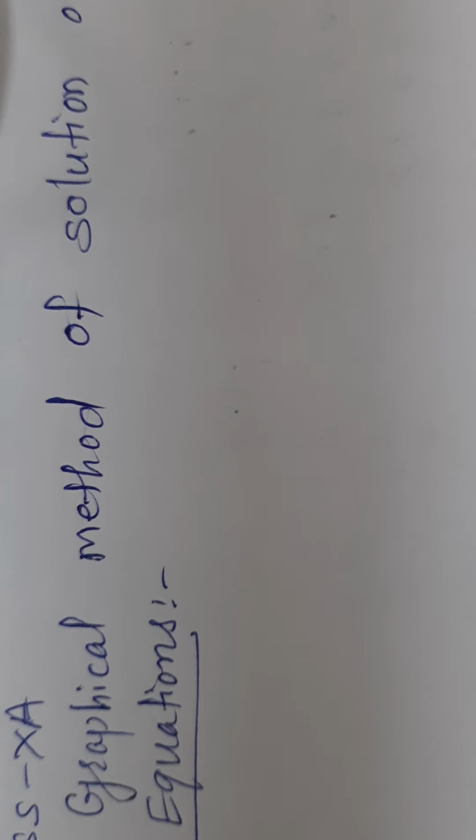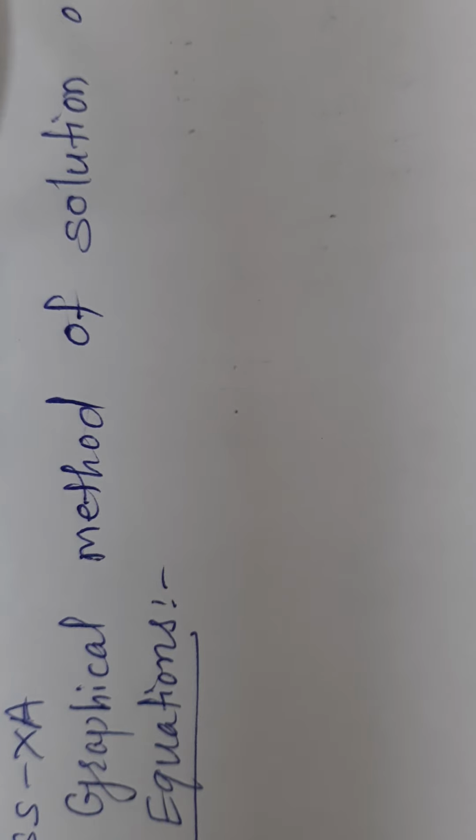Today we will learn the graphical method of solution of a pair of linear equations. In this, there are three conditions. One is when lines intersect at a point. Then the equations have a unique solution, and in this case the pair is called consistent. The condition for a consistent solution is a1 is to a2 not equal to b1 is to b2.